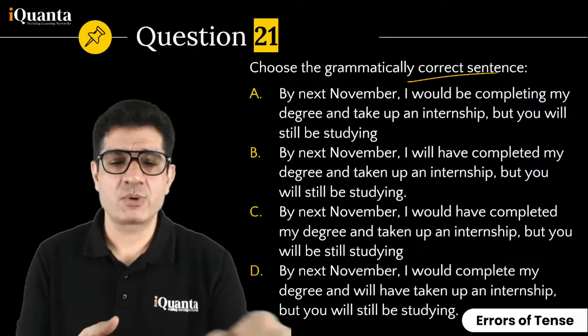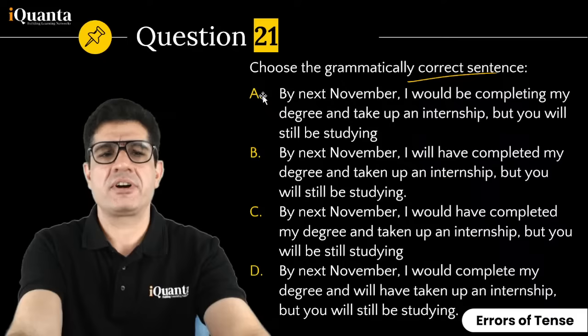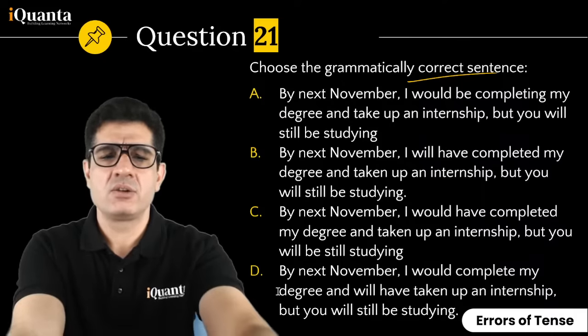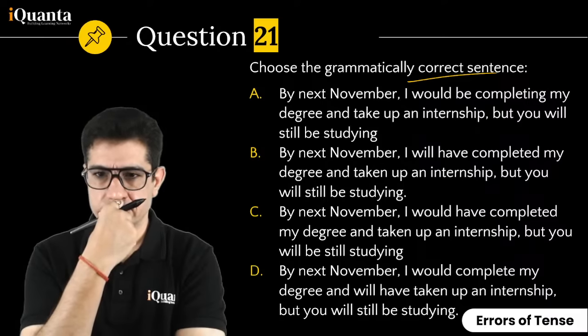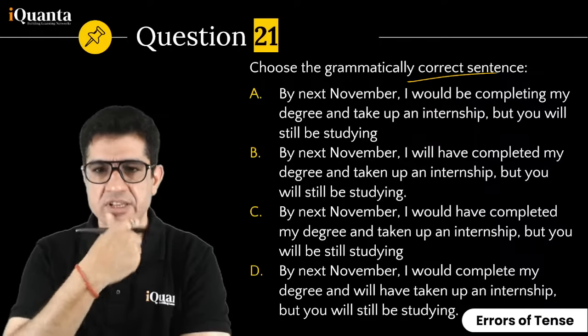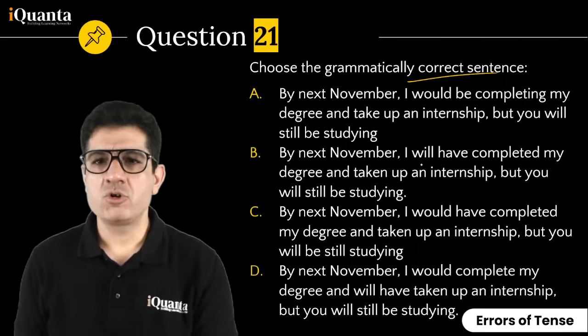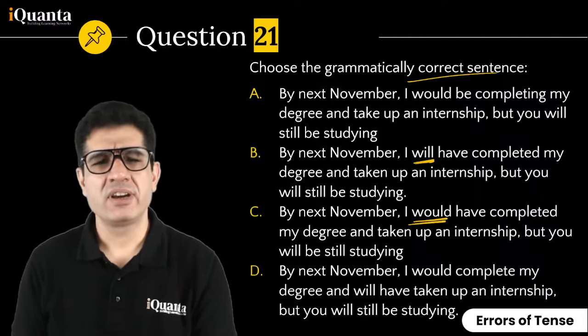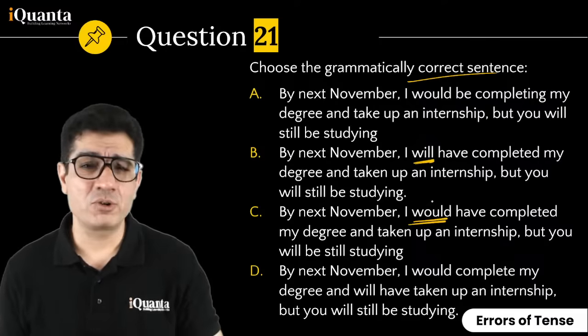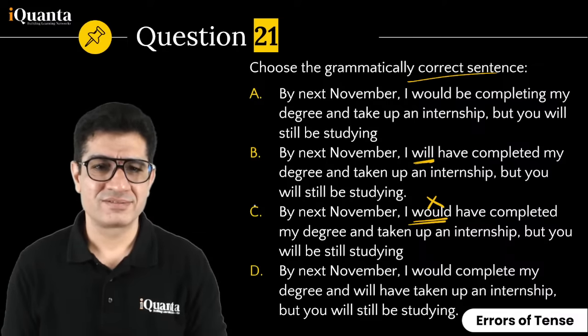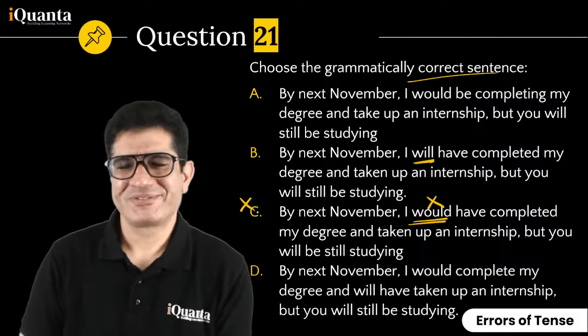So 21st, what's your take? Go ahead. Once I have a few answers, we can go ahead and look at it. So you notice B and C, the difference is will and would, and we are talking about future, right? So since we are talking about future, why will you use would? Use will, no?